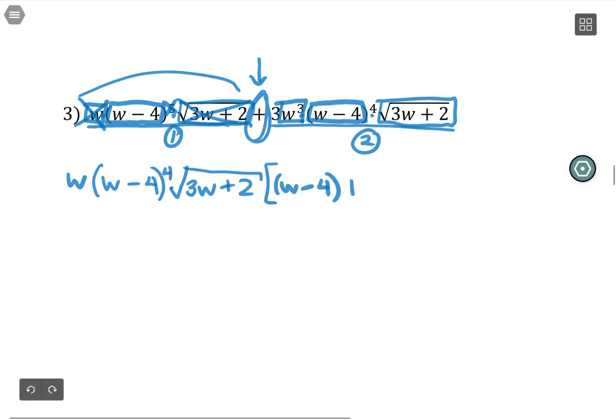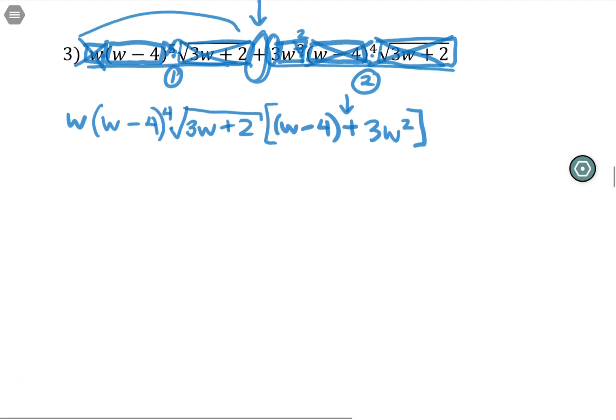It was a plus in the middle, so that's that same plus at the top. From the next one, I didn't take the 3. This 3 right here is still there. I did take 1 of the w's, so now there's only 2 left. I took all of the w minus 4s, so that's gone. And I took all of the root 3 minus w, so that's gone.